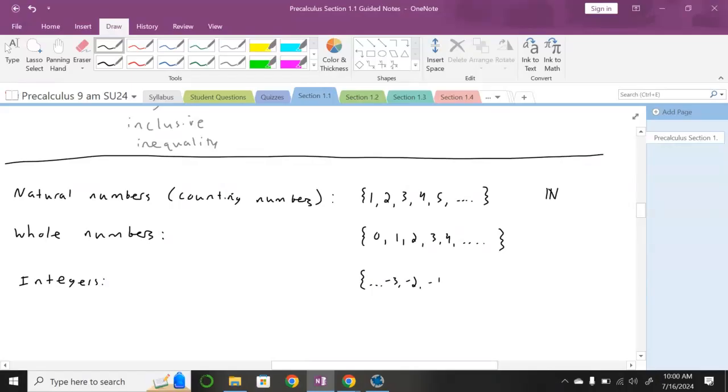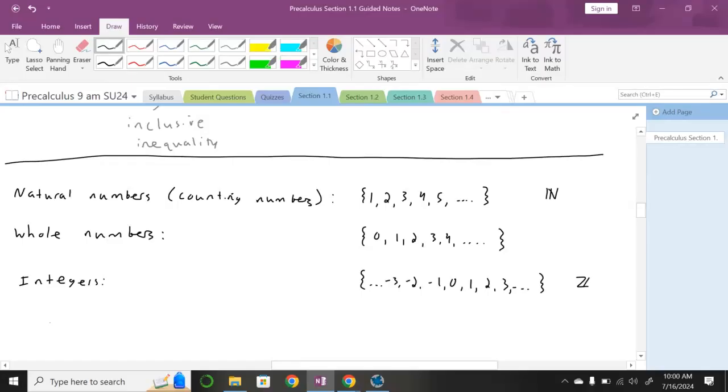-3, -2, -1, 0, 1, 2, 3, and so on. Okay, so you see no decimals, right? No fractions. But they're not just positive numbers, they're not just counting numbers, so we call them whole numbers, right? All those. And that's represented with a bold Z, if you're interested. You don't have to know that if you don't want to.